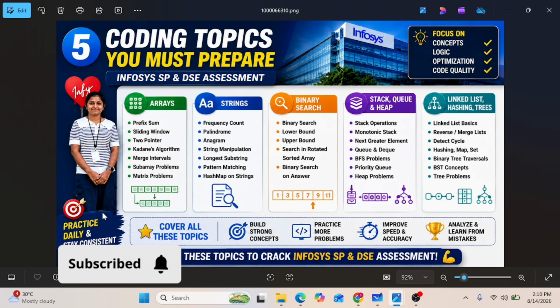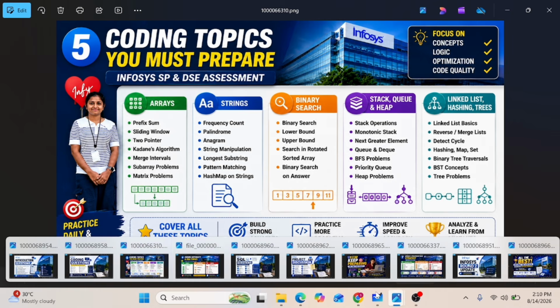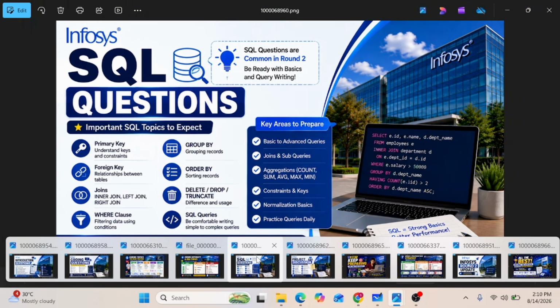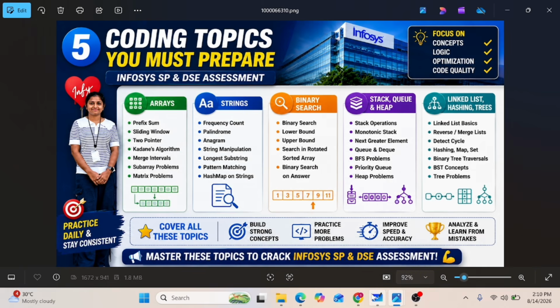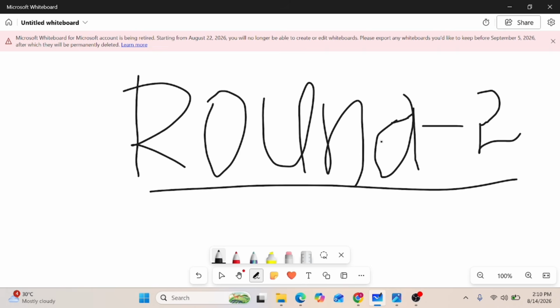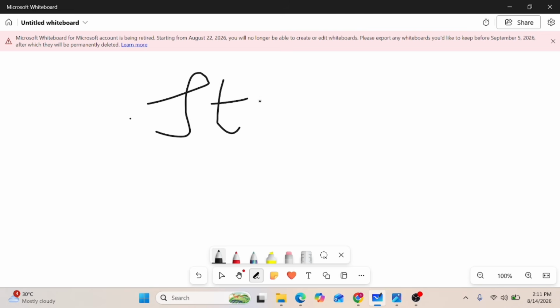And step 3, explain your approach. Step 4, discuss the complexity. Step 5, write the code. Step 6, test with an example. Step 7, discuss edge cases. This makes your interview much more professional. Even if you don't know the optimal solution immediately, communicate your thought process with the interviewer. Don't sit silently.